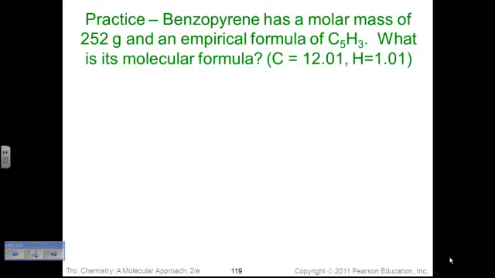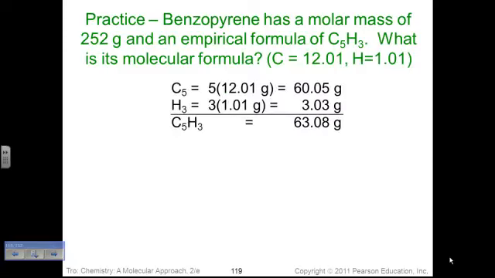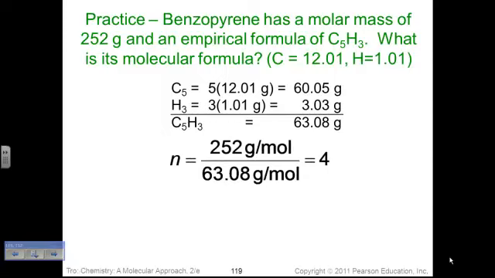C5H3 has 5 carbons and 3 hydrogens. Let's add up the empirical formula weight and find that to be 63.08 grams. We know that the target weight for the molecular formula is 252. How many times did that empirical weight go into the target weight? 252 divided by that 63 showed us a factor of 4.